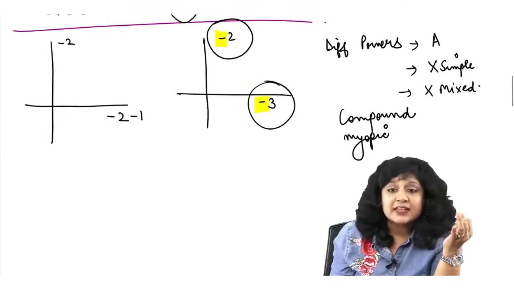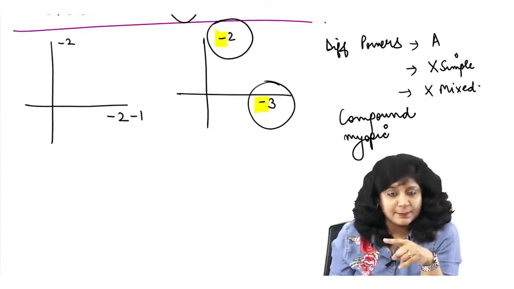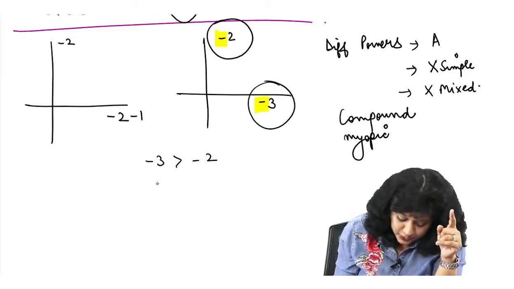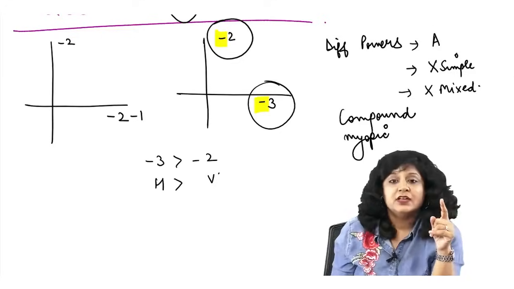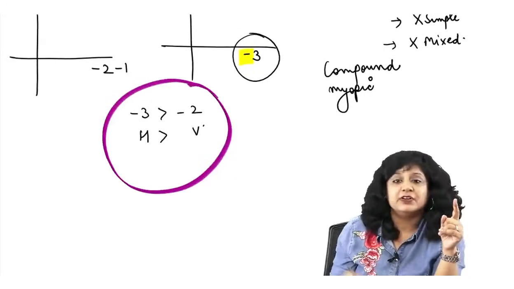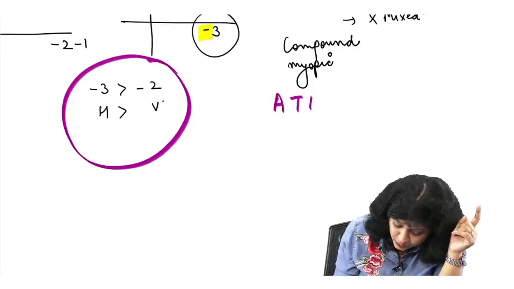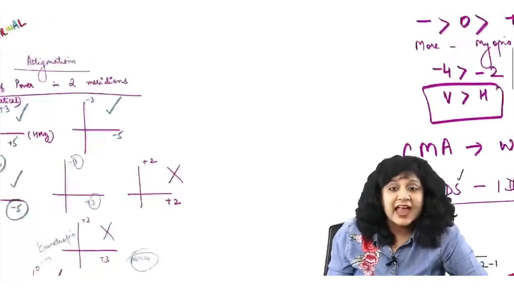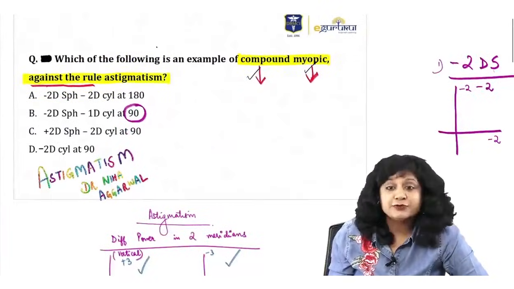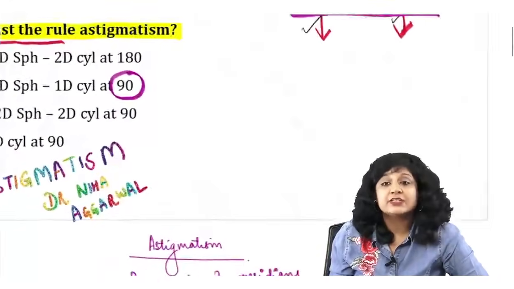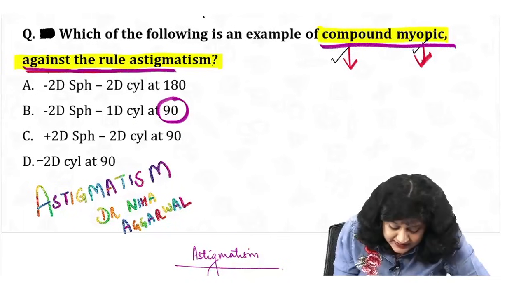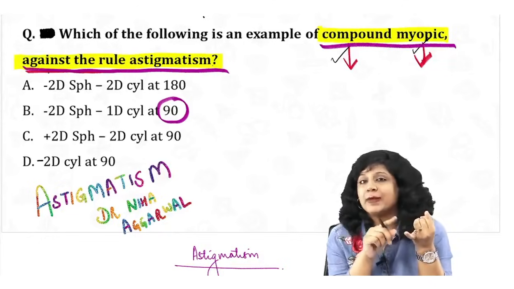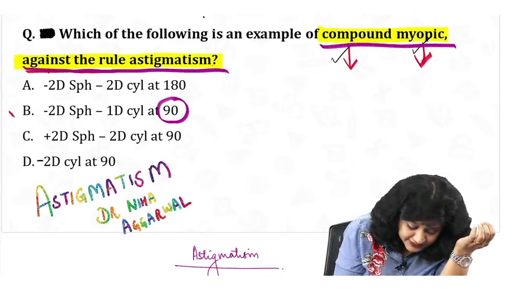Now look at the powers. The more the myopia, the more is the power. -3 will be more than -2. So that means horizontal is more than vertical here. When horizontal is more than the vertical, I can say that this is against the rule astigmatism. So this is your answer. What did they ask for? They asked for compound myopic against the rule astigmatism. So this is your compound myopic against the rule astigmatism. So your answer is here.